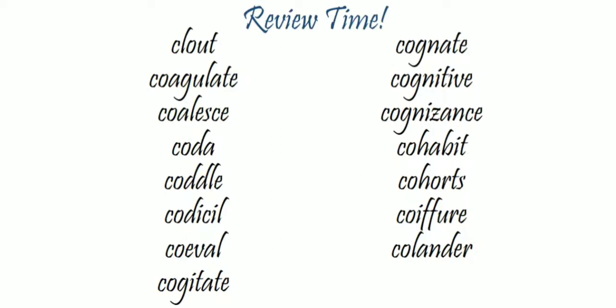So it's the final review time. These are the words which we learned today. Let's review them again. Clout, coagulate, coalesce, coda, coddle, codicil, coeval, cogitate, cognate, cognitive, cognizance, cohabit, cohorts, coiffure, colander. That's all. Okay.